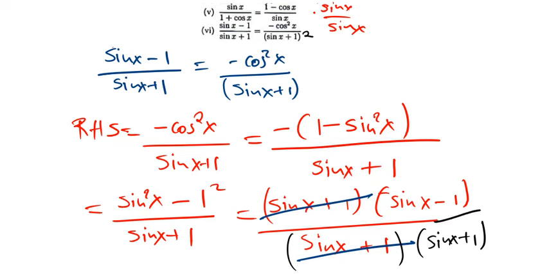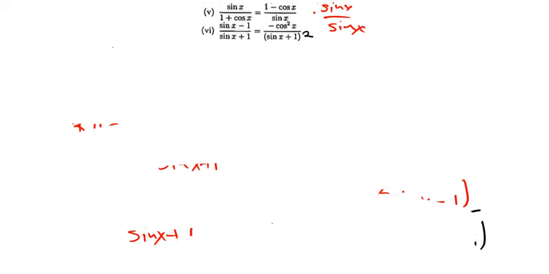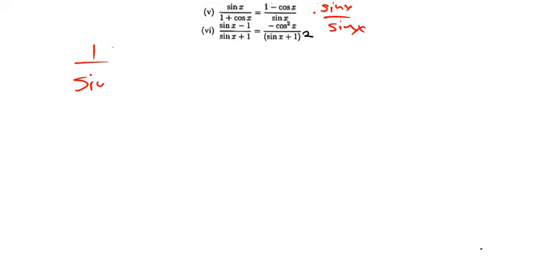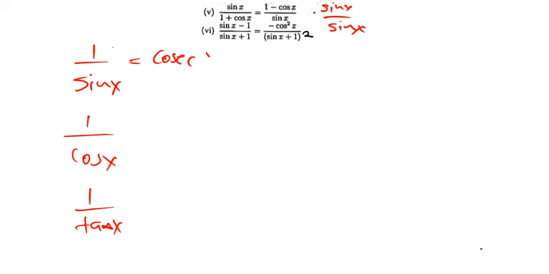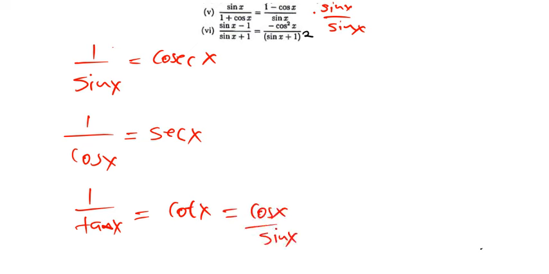So that's how you basically get to simplify these identities. Just a few basic identities that you'd have to familiarize yourself with to make your life easier. 1 over sine, 1 over cosine, 1 over tan. So this is cosecant, this is secant, this is cotangent, which is the same as cosine of x over sine of x, and then tan of x is equal to sine of x over cosine of x.